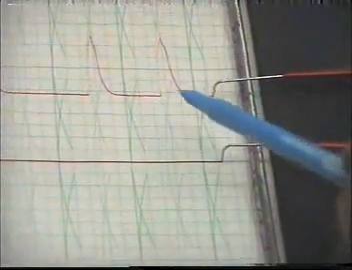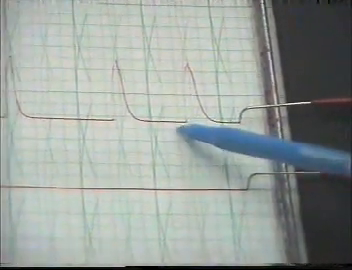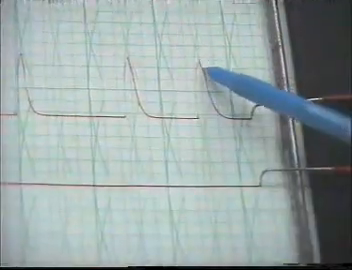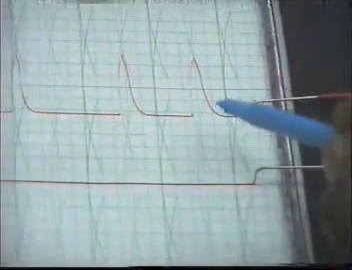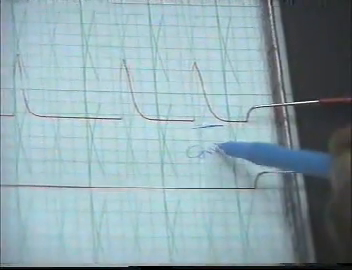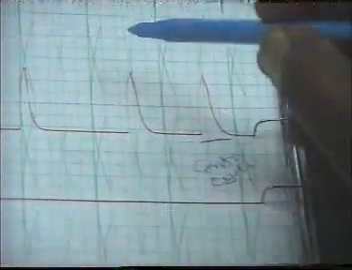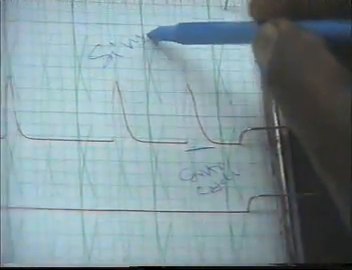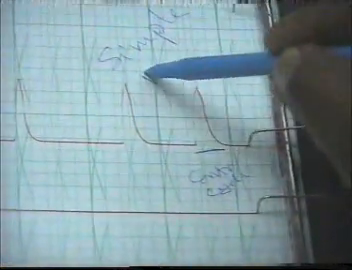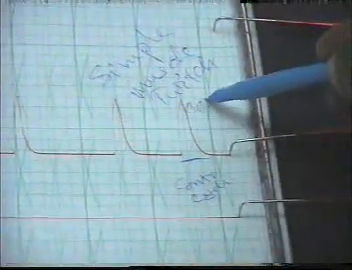This record shows a simple muscle contraction. During contraction the muscle goes up, and this is relaxation. So this is the contraction cycle. And this is a simple muscle twitch, or contraction.